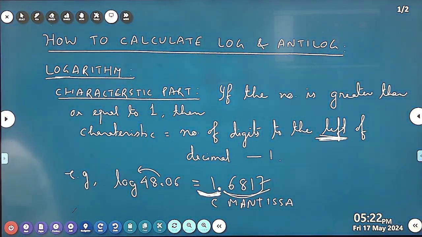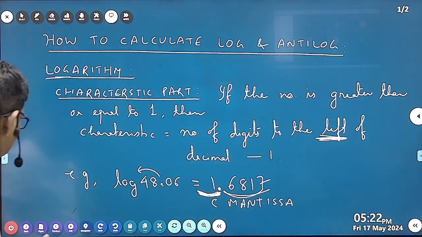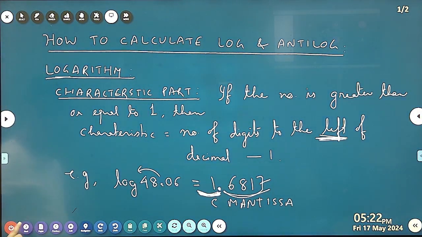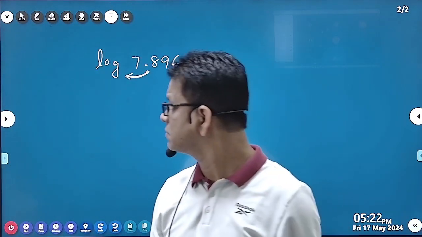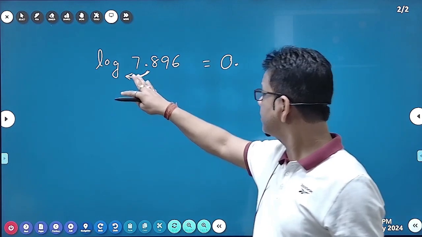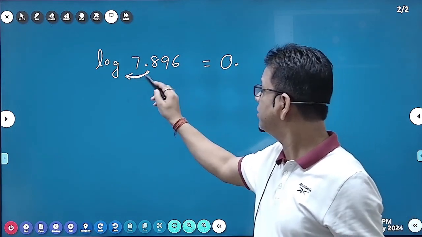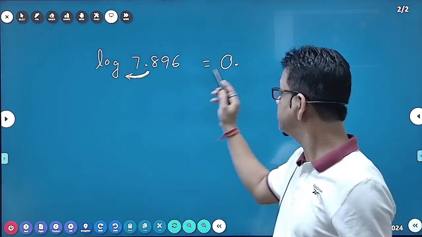Okay. I'll do one more example. Done? Then one you'll try yourself. Now the next example, you see. The characteristic part is already explained. Why? Because it has only one digit. So 1 minus 1 is 0.